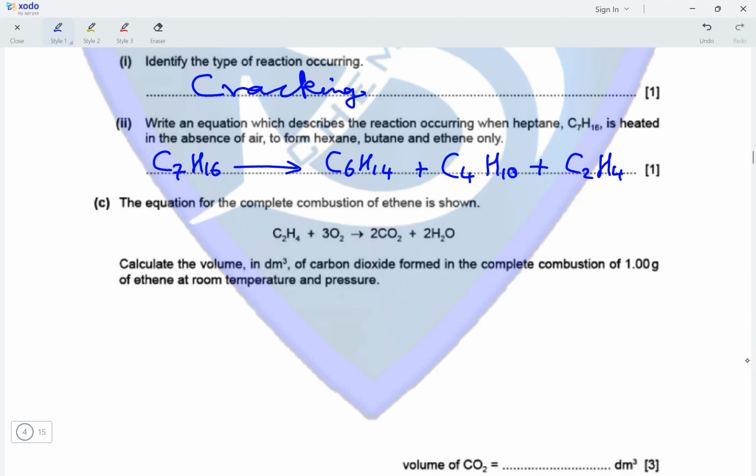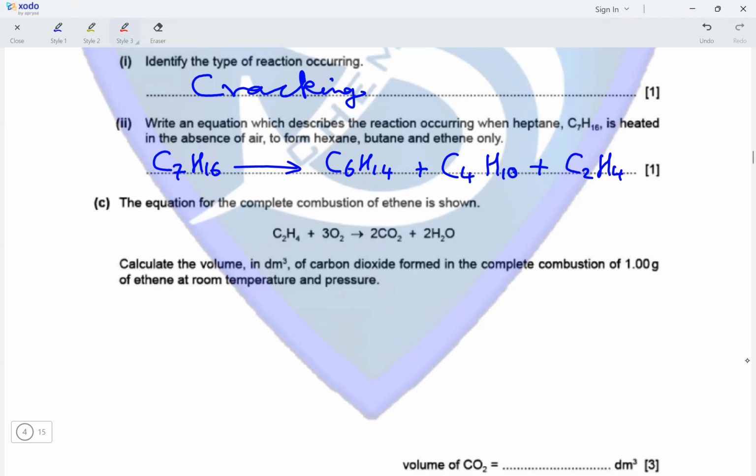So now the number of products is greater than the number of reactants, so we need to put molar coefficients with them. In total, we've got 7 carbon atoms in the reactant, and the product side has 6 and 4, which is 10, and 2, which is 12. So it's not possible to have 12 even if we multiply C7H16 by 2 or have a molar coefficient of 2.